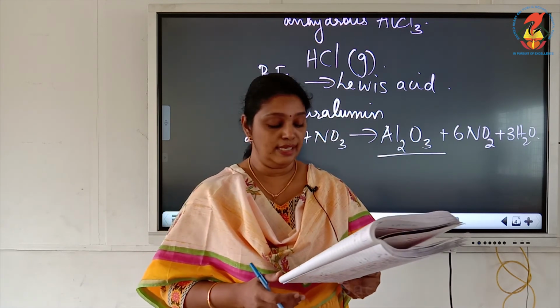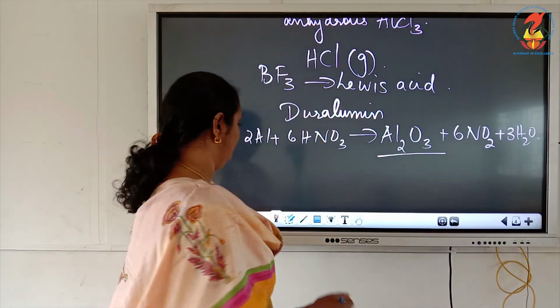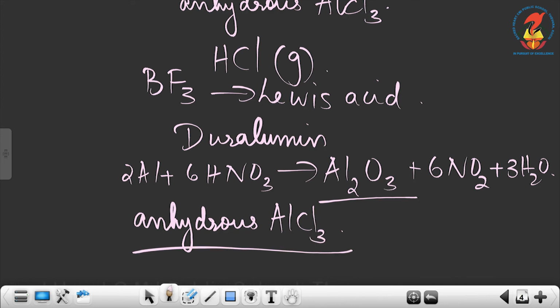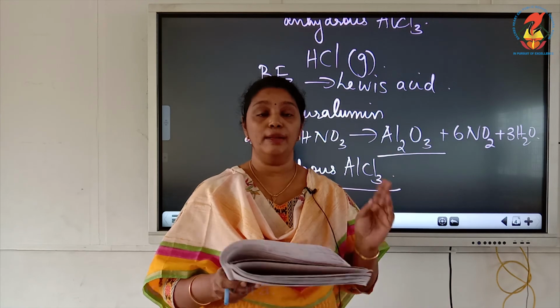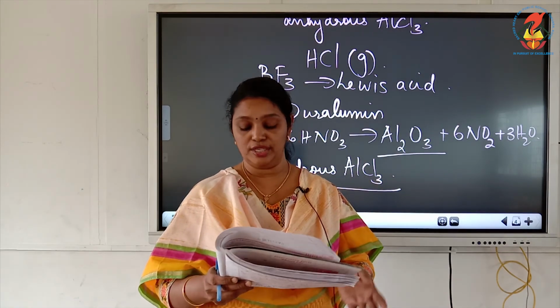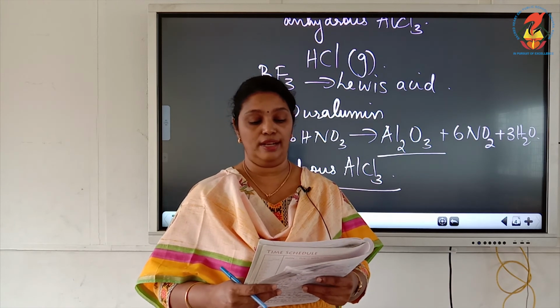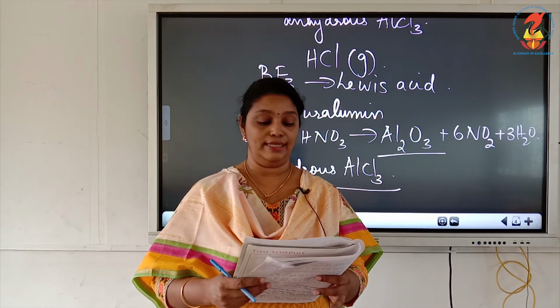Now, the next question, anhydrous aluminum chloride is used as a catalyst. Anhydrous aluminum chloride is used as a catalyst, especially in organic reactions, because aluminum chloride is an electron deficient species, that is, only 6 electrons in the valence shell. So, it acts as a Lewis acid and can be used as a catalyst.